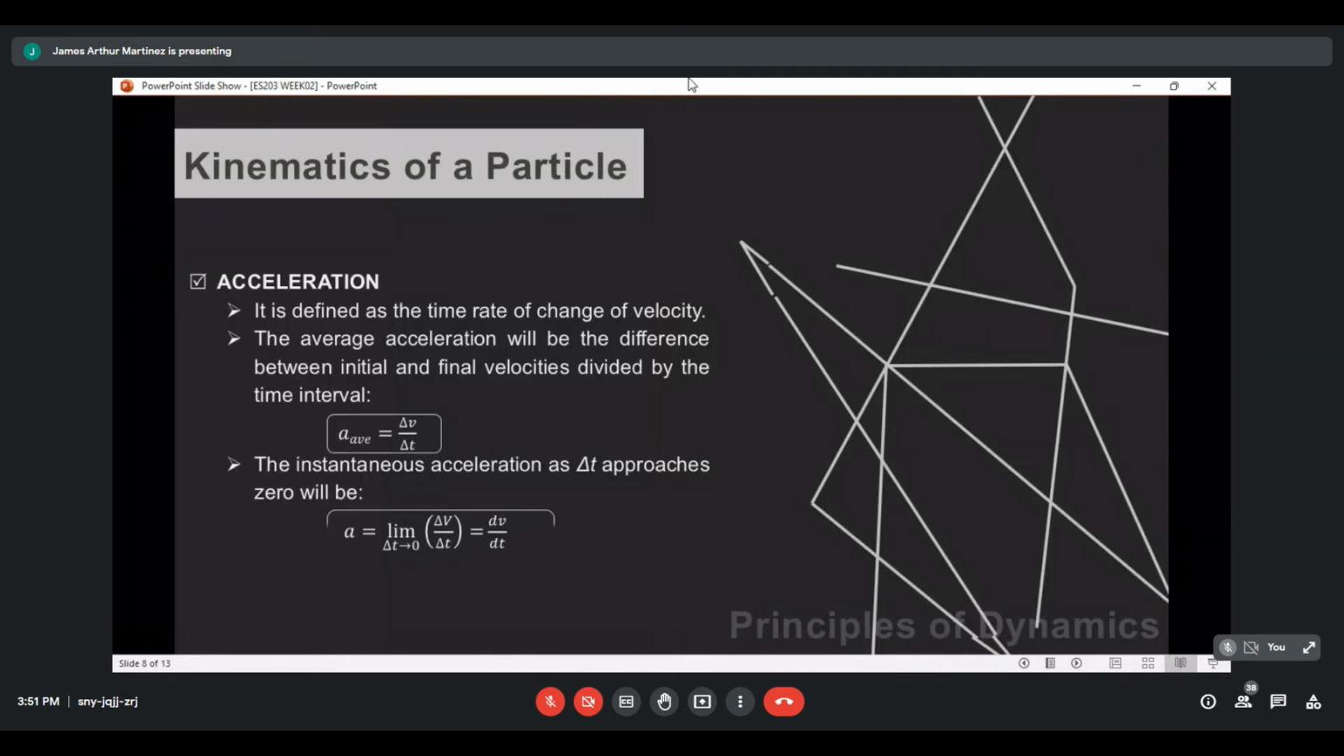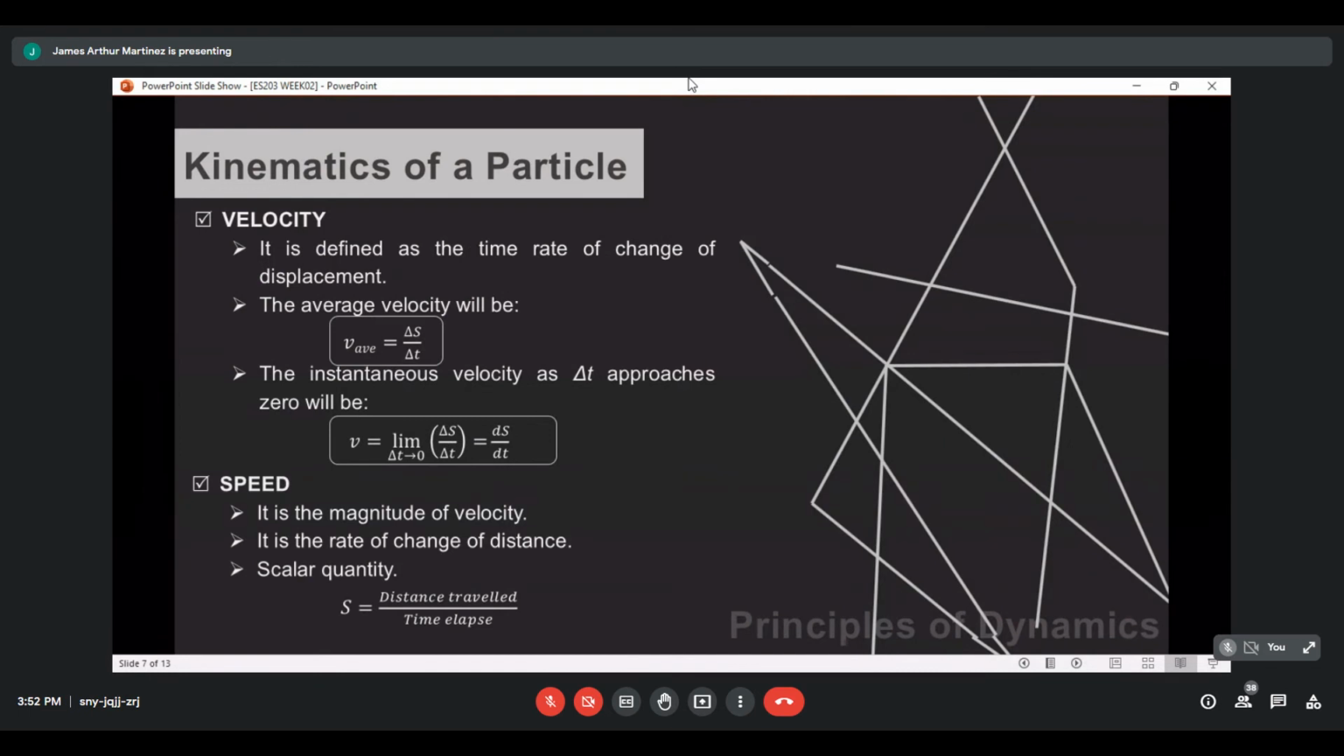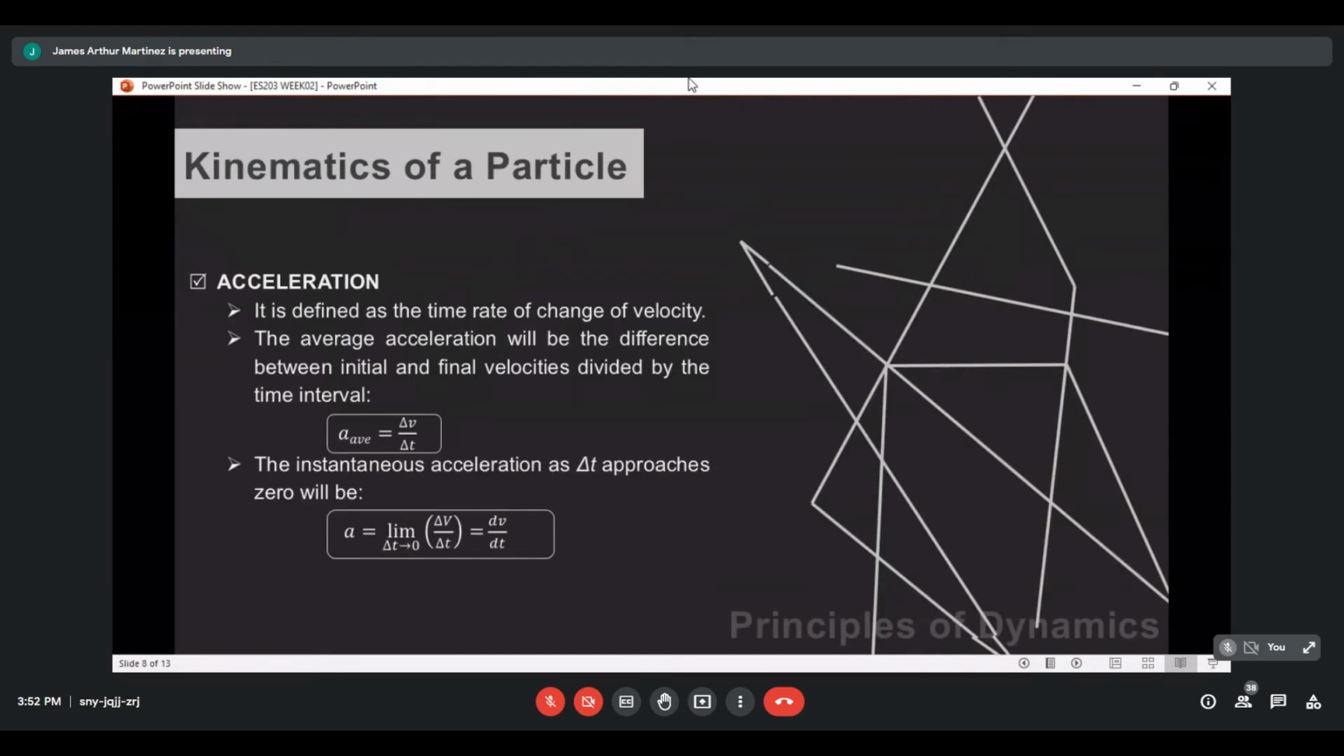Okay, so our last consideration here in kinematics of a particle is the acceleration. Acceleration is defined as the time rate of change of velocity. Then velocity is defined as the time rate of change of displacement. So that's how they are related, no? Displacement, velocity, and acceleration are connected, class.